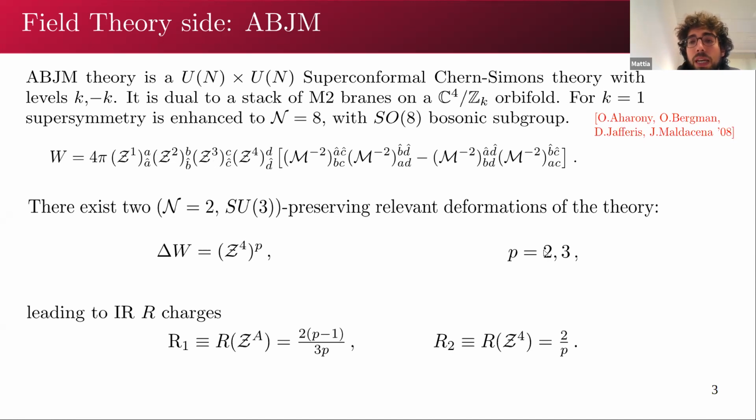It happens to be the case that only for p equals 2 and 3 are the deformations not only relevant, but do also preserve unitarity. For higher p, that happens not to be the case anymore. By demanding that the superpotential has R charge 2, as customary, this kind of deformation leads to the infrared R charges for the triplet, so to say, of chiral fields and the deforming field as follows here. We will call them R1 and R2.